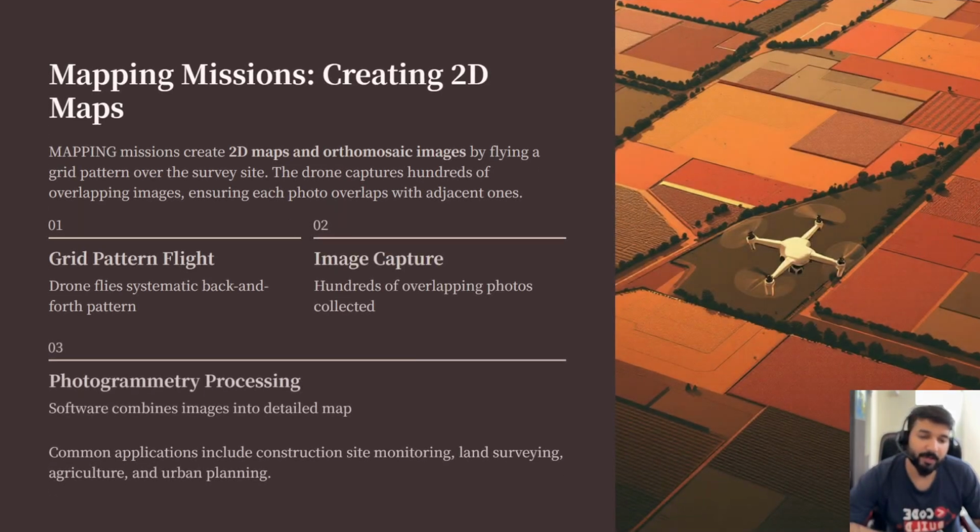Let's start with the most widely used type, mapping missions. Mapping missions are used to create 2D maps and orthomosaic images of an area. In this type of mission, the drone flies in a grid pattern over the survey site while capturing hundreds of overlapping images. This grid pattern ensures that each photo overlaps with others, allowing photogrammetry software to combine the images into a highly detailed map. Mapping missions are commonly used for construction site monitoring, land surveying, agriculture, and urban planning.